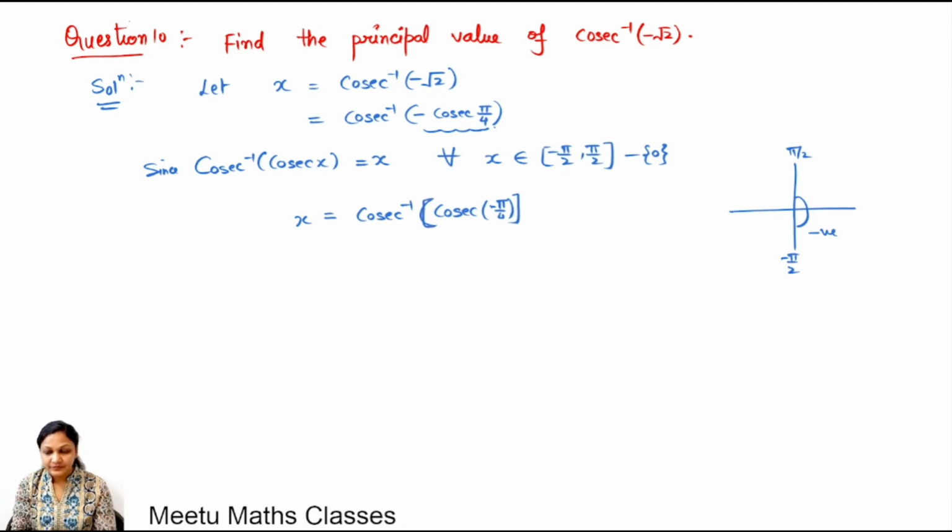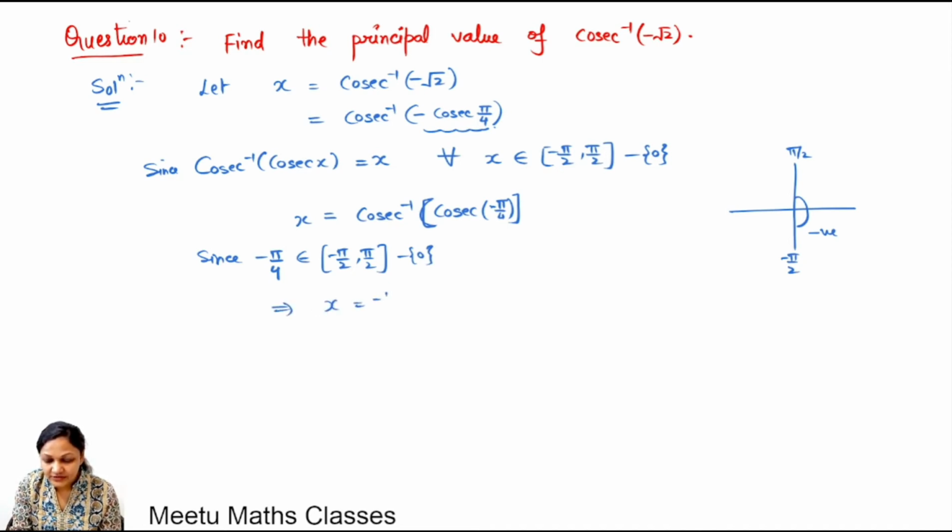Okay. And since minus pi by 4 belongs to the closed interval minus pi by 2 to pi by 2 minus 0, so we can write our x is equals to minus pi by 4.